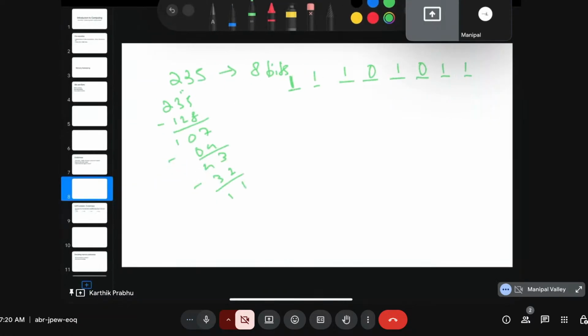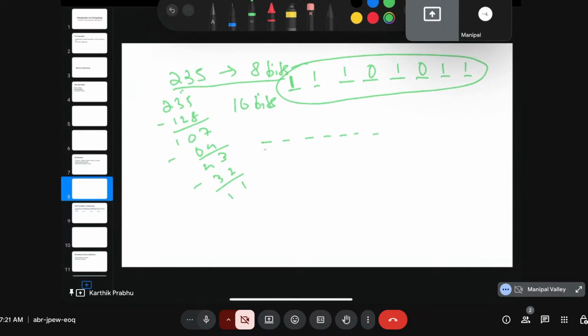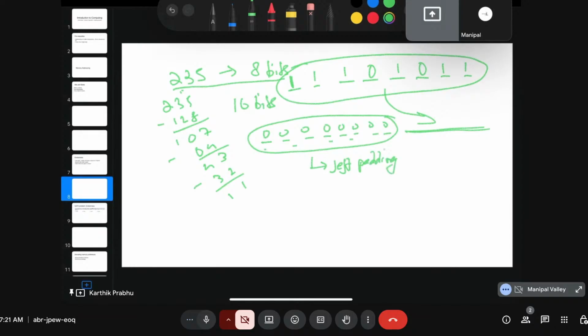binary of 235, right? But I want to store it in 16 bits or 2 bytes. So this is already fitting in 8 bits. What am I supposed to do? The first 8 bits, 1 2 3 4 5 6 7 8, would have to be 0. And then we would start with this. This would go in the next 8 bits. So this is left padding of zeros. We'll pad it up to the size of the memory address or the register, whatever it is, so that we can fit it into 16 bits.